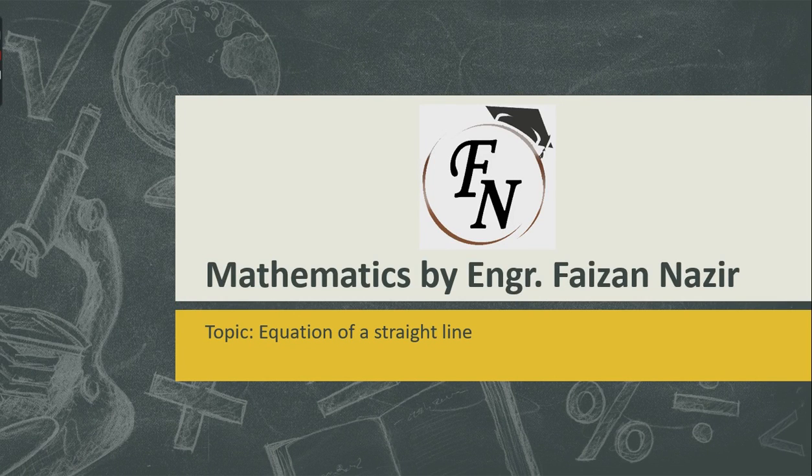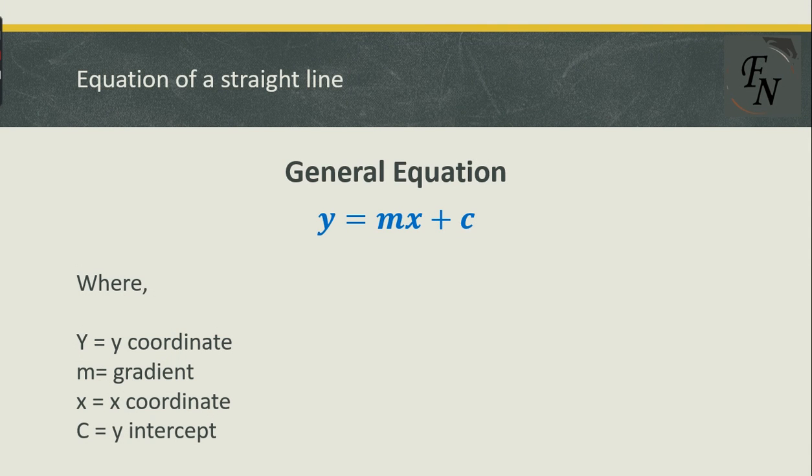Hello everyone, and today we're going to learn how to write an equation from two given coordinates. So let's begin. First of all, looking at the general equation, which is y equals mx plus c, where y and x are the coordinates. We can use any of the coordinates given on a straight line, m is the gradient and c is the y-intercept.